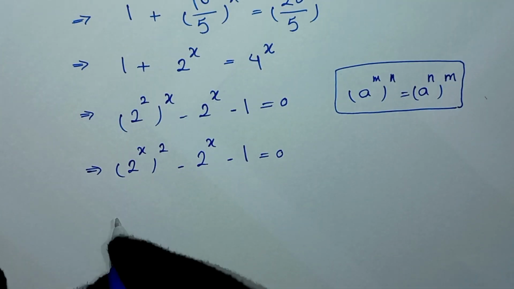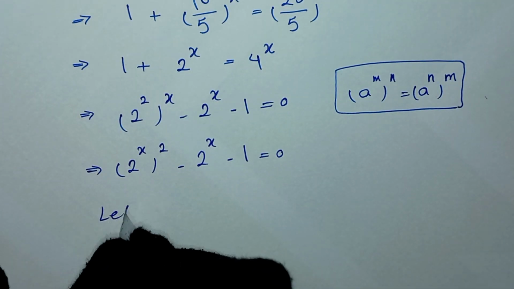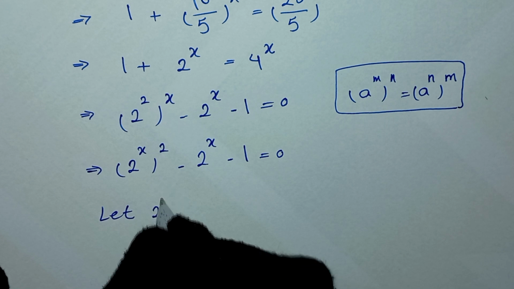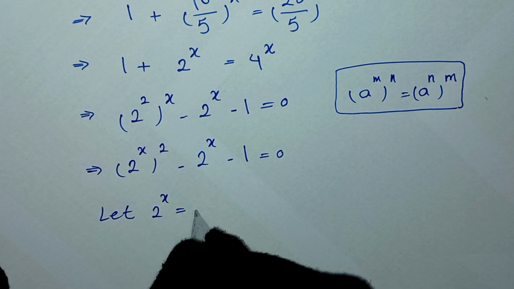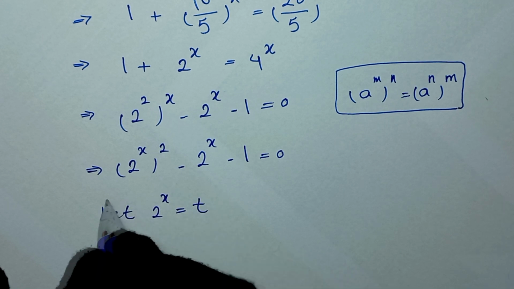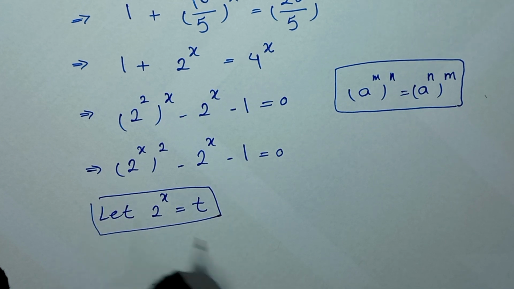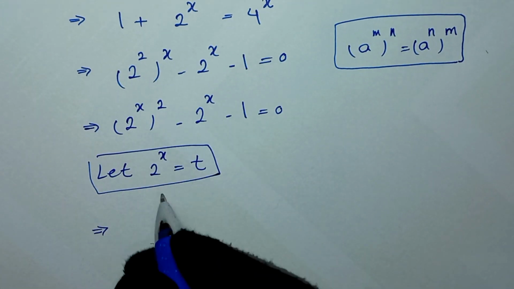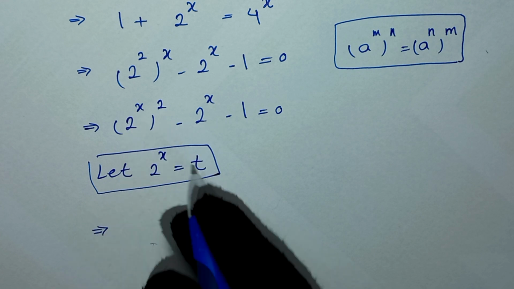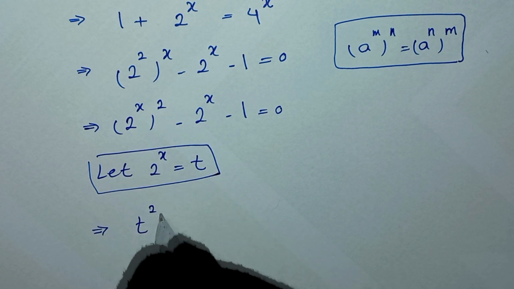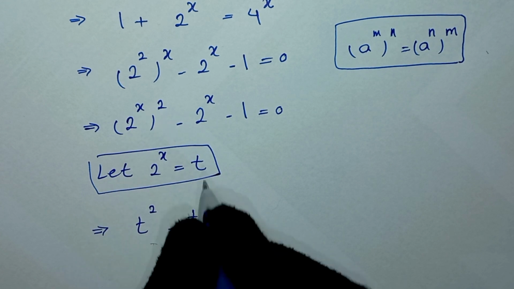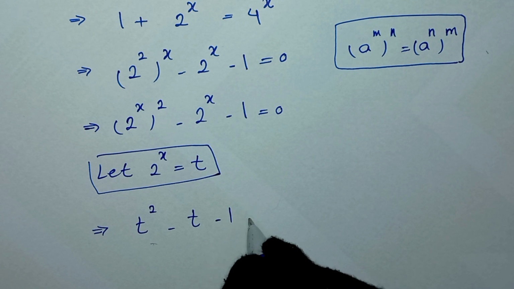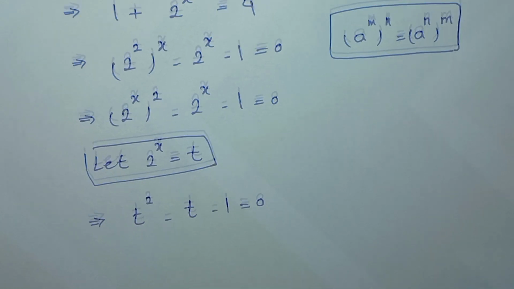In the next step, we let 2 to the power of x be t. So we rewrite this equation and it will be t to the power of 2 minus t minus 1 is equal to 0.